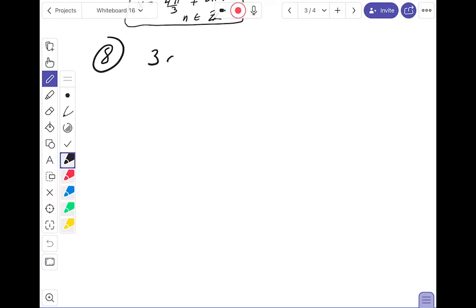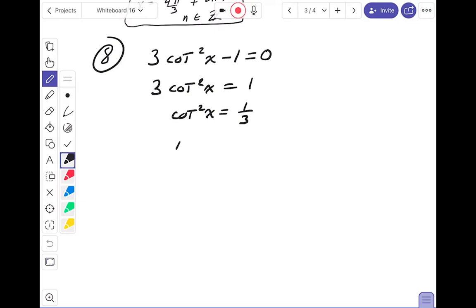3 cotangent squared x minus 1 equals 0. Well, my goal is to get a single trigonometric function equals to a number. And let's go through that. So 3 cotangent squared equals 1. And then I'd say cotangent squared equals 1/3. I don't like cotangent. I'd like to get in terms of sines, cosines, or tangent. I can do that, right? So it'll be tangent squared x. This is going to be the reciprocal now, which would be 3. Tangent x would equal, using the square root rule, plus or minus the square root of 3.